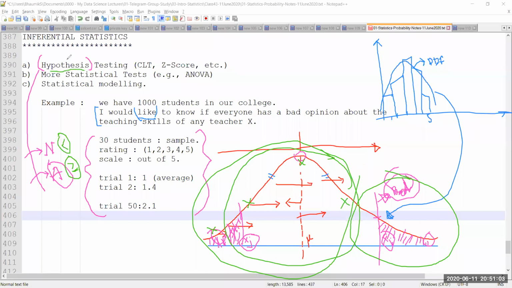So when we do hypothesis testing, we will often end up creating graphs like these. And then we are going to apply a technique which is known as the central limit theorem.